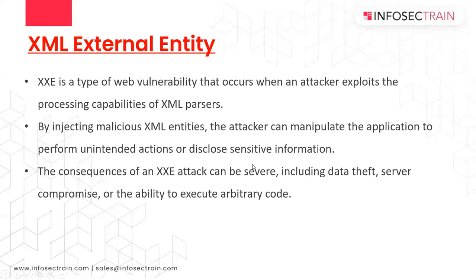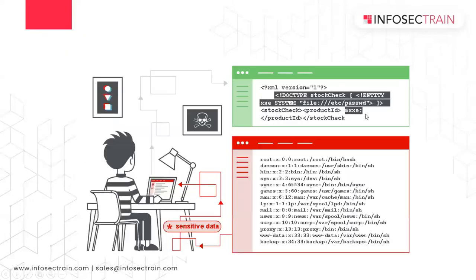Now, whenever we are talking about XML external entity, it is a vulnerability that occurs when an attacker exploits the processing capability of an XML parser. So when we have an XML parser and we are sending a request to the server, the XML parser will only parse requests which are in XML format. When we are sending the request and we want to include some external resource, for that we will use the system variable in it, right?